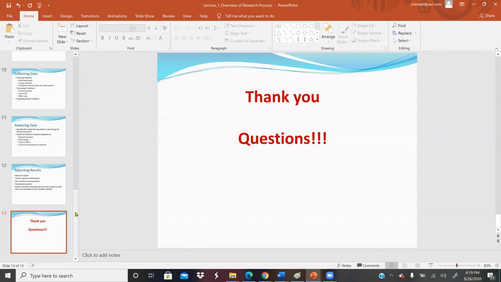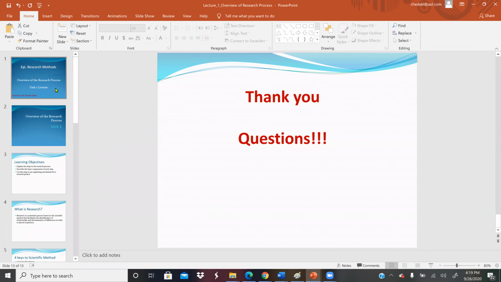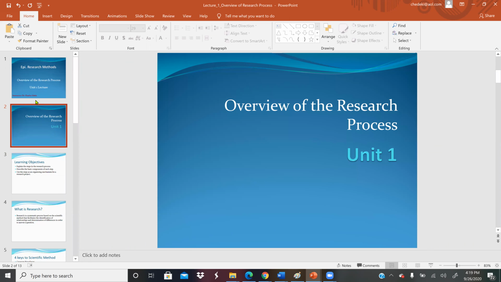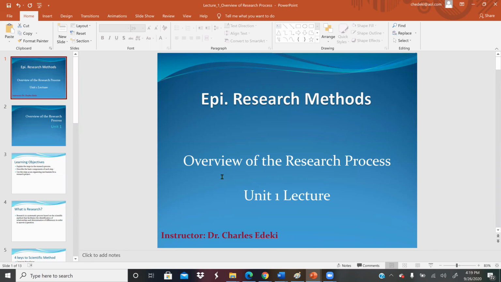So this will be the conclusion of our lectures. Again, in these lectures, what we learned is what the research process is, so the overview of the research process. We also went through the definition of what research is, and we know research uses a scientific method. So we went through the four stages of the scientific method. Then from there, we went through all the stages of the research process.